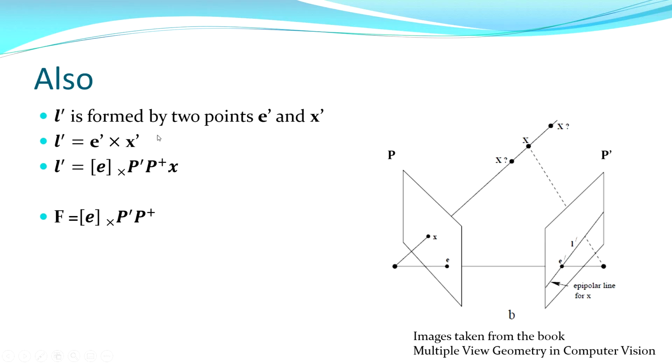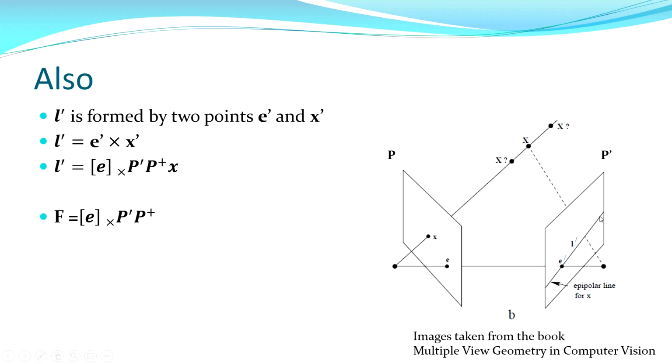Also, if you see L dash over here, L dash is this epipolar line. It is formed by 2 points, E dash and X dash, where E dash is this epipole, that is nothing but the image of the camera center of the other camera onto this image plane, and the other point is X dash. So now what is X dash? X dash may be that point that we have got by least squares. So we had this camera and this point X. By least squares we can get one point which is on this line, say this X, and when we project this X onto this image over here, we'll get X dash.